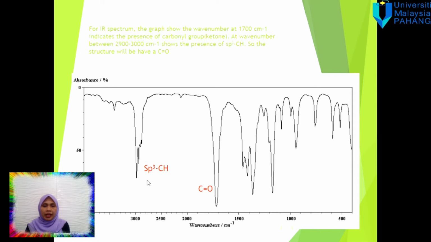In FTIR, what is it telling us? This is around 2,900 to 3,000 frequency, and this wave number shows us the presence of C-H sp3, and the more important functional group here is the presence of a carbonyl group, which is at 1600-something or 1700-something.